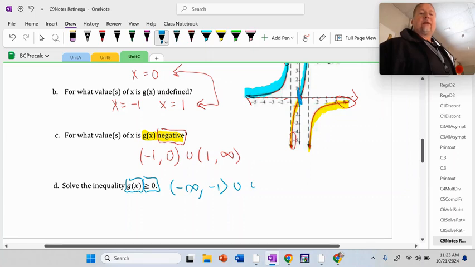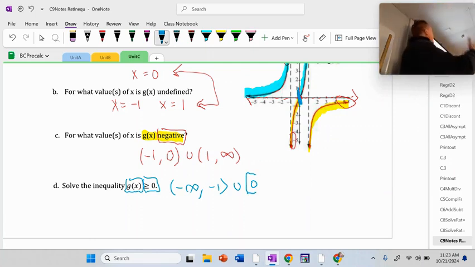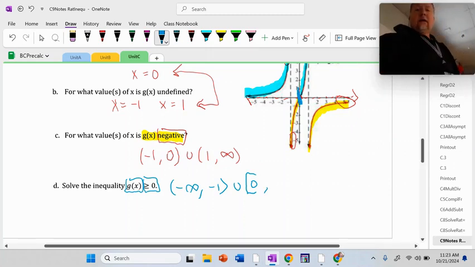Union that with, what do I put on 0 then after all that? That's a bracket. I tricked you again. Why? What happens when I plug in 0? What's the output? 0. Is 0 greater than or equal to 0? True or false? True. So the point I'm trying to make is never do asymptotes have a bracket, but you better be careful on zeros. Zeros can.